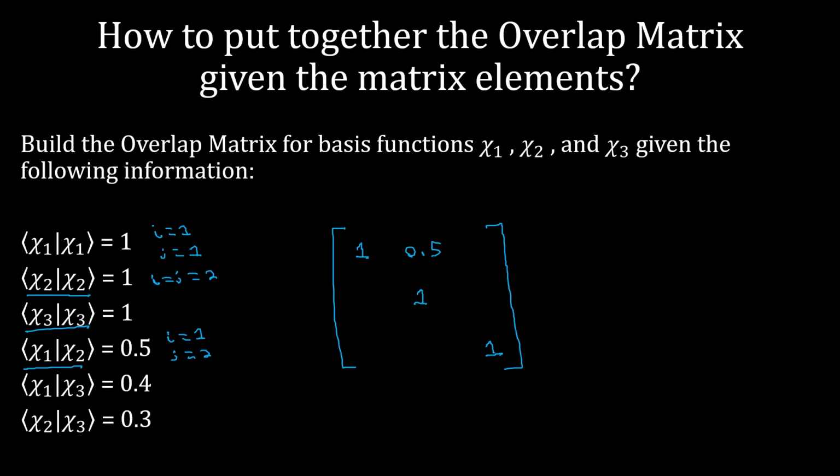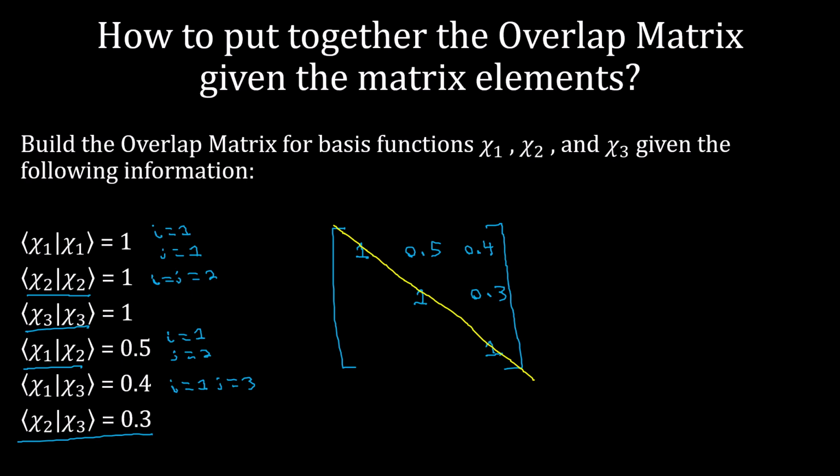Next, we're told that chi1, chi3 is 0.4. So again, that's i equals 1, j equals 3. So row 1, column 3, we're going to have a 0.4. And then finally, we're told that chi2, chi3 is 0.3. That's going to be row 2, column 3. But now we see that our matrix is only a little bit more than half full. And how we get those other elements is through symmetry. Remember that when we reverse i and j, the value of the integral remains the same. Or we could also think about it as it being symmetrical about this long diagonal.